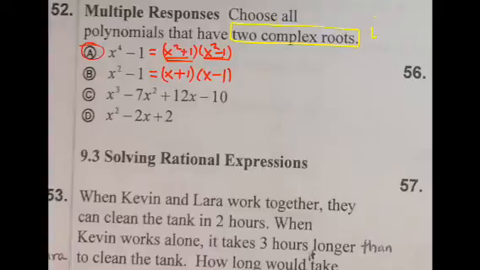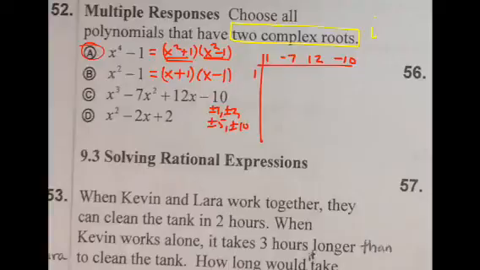All factors of 10 are plus or minus 1, 2, 5, and 10. So I'm going to set it up like this. So you bring down the 1. 1 times 1 is 1. Minus 7 is negative 6. Negative 6 times 1 is negative 6. Plus 12 is 6. 6 times 1 is 6. Minus 10 is negative 4. So this one doesn't work.